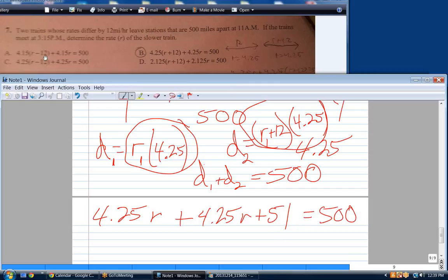Is that on there anywhere? Yeah, right here. Hold on. No, right here. There's the 4.25R. There's the 4.25R plus 51. Okay. In other words, it was really R plus 12. It was really this.